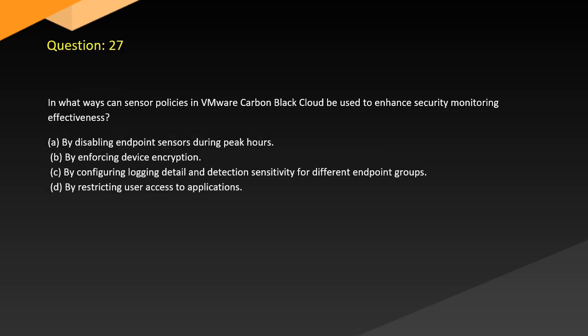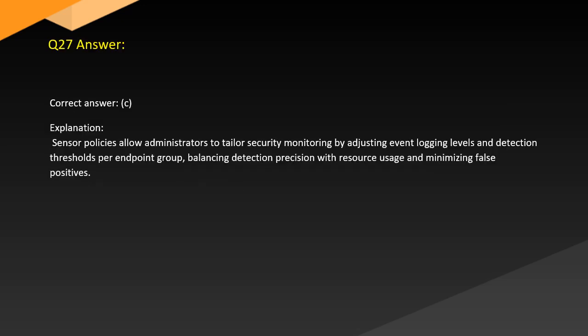Question 27. In what ways can sensor policies in VMware Carbon Black Cloud be used to enhance security monitoring effectiveness? A. By disabling endpoint sensors during peak hours. B. By enforcing device encryption. C. By configuring logging detail and detection sensitivity for different endpoint groups. D. By restricting user access to applications. Answer. Correct answer: C. Explanation. Sensor policies allow administrators to tailor security monitoring by adjusting event logging levels and detection thresholds per endpoint group, balancing detection precision with resource usage and minimizing false positives.